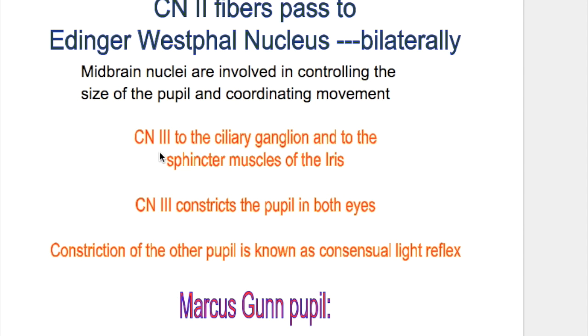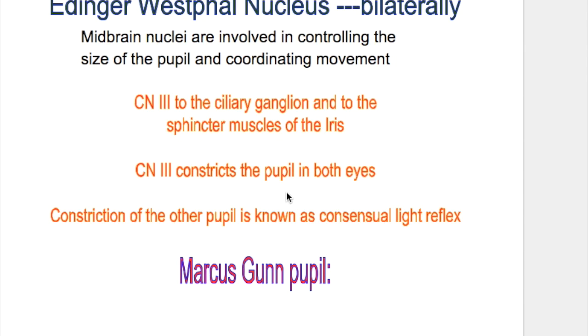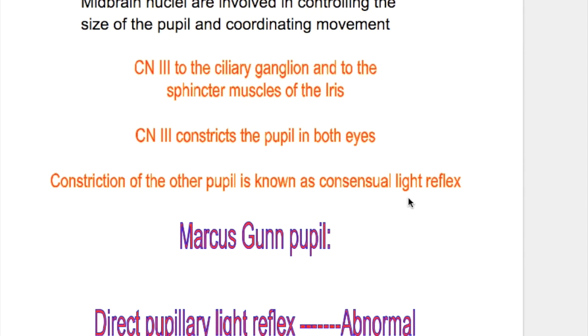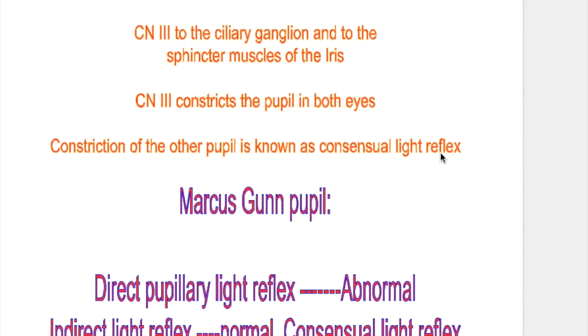Oculomotor nerve passes from the Edinger-Westphal nucleus to the ciliary ganglion and to the sphincter muscle of the iris. The muscles of the iris are two types, constrictor and dilator. The constrictor or sphincters are supplied by the oculomotor nerve, and the dilators are supplied by the cervical sympathetic nerves. The oculomotor nerve constricts the pupil in both eyes. Constriction of the other pupil is known as consensual light reflex, as I already told.